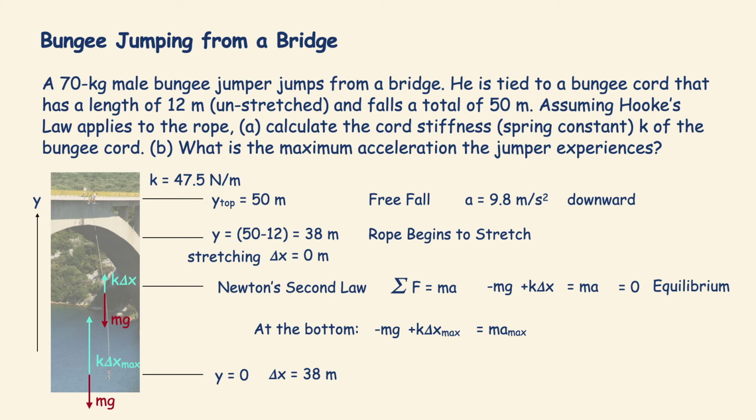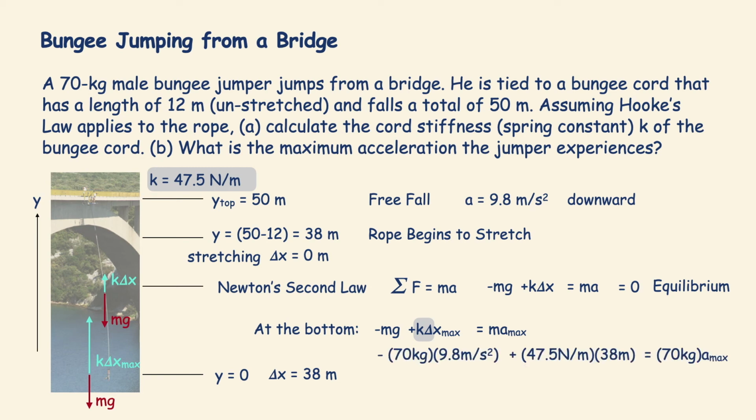And so if we have a maximum acceleration, that will happen here at that extreme case. So I have marked it as ma max. Remember here that k is the elastic spring constant of the cord, which we found in part A, 47.5 newtons per meter. So I'm ready to actually put the numeric values in my Newton's second law equation.